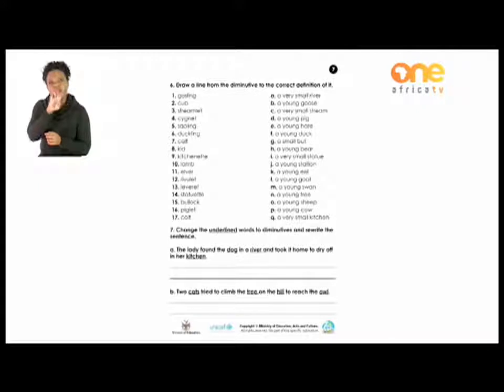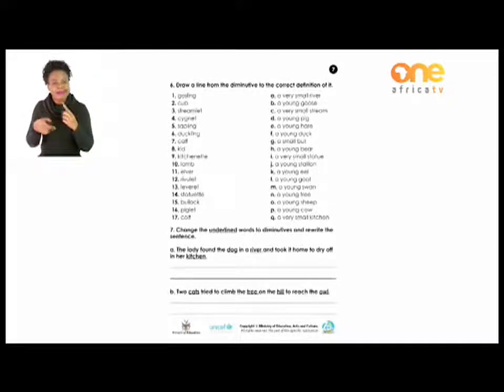That's A and 12. Also, a young goose, that's on B. A young goose becomes a gooseling. So you join number 1 and B. Now, let us do the rest on our own. But before that, let's proceed to activity 7, which reads, change the underlined words to diminutives and rewrite the sentences.